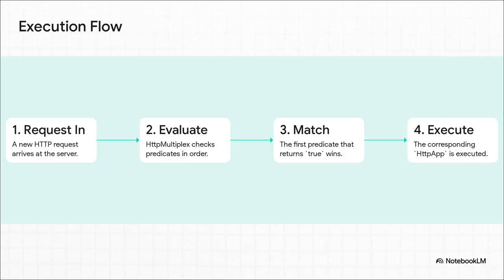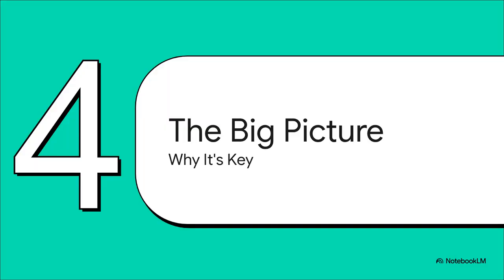Okay, so let's just walk through the whole thing from start to finish. Step 1. A request comes in. The multiplexer immediately looks at the very first rule in its list. Does it match? Nope. Okay, no problem. It just moves on to the second one. It keeps doing this, going down the list, until, aha, it finds a predicate that says, yep, this is the one. The second it finds that very first match, it just stops. It doesn't look any further. It grabs that predicate's HTTP app partner and runs it. Done.